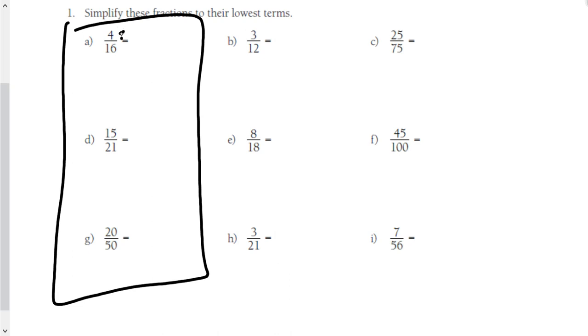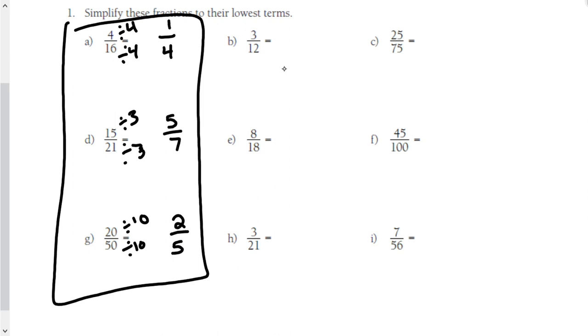So we're going to divide by 4 here and 4 here to give us 1/4. We're going to divide by 3 here and 3 here. And this gives us 5/7. We're going to divide by 10 here, and we're going to divide by 10 here. And this gives us 2/5. So you should be doing these ones. And I'm going to go ahead and do those now. Pause the video.